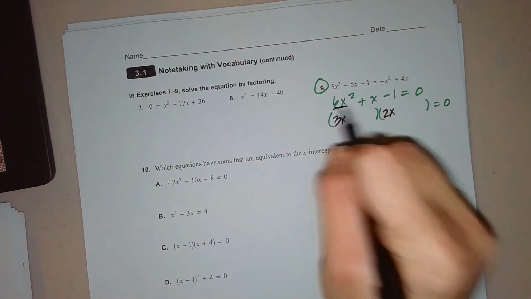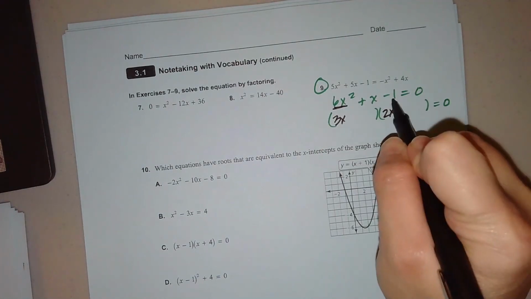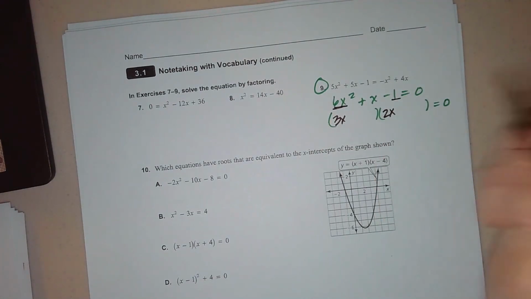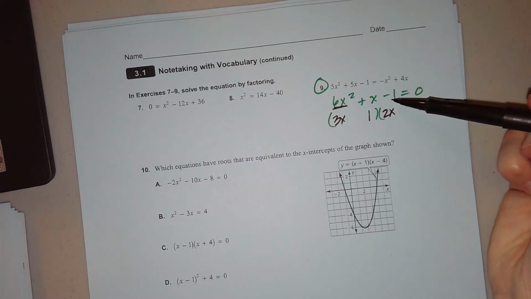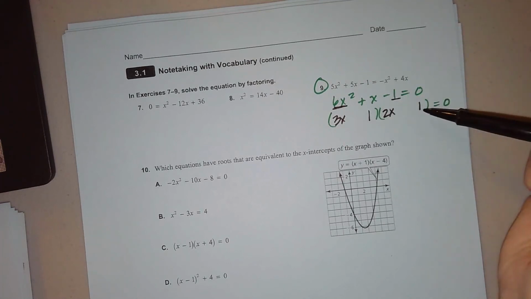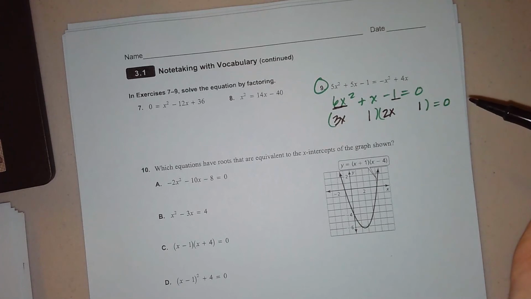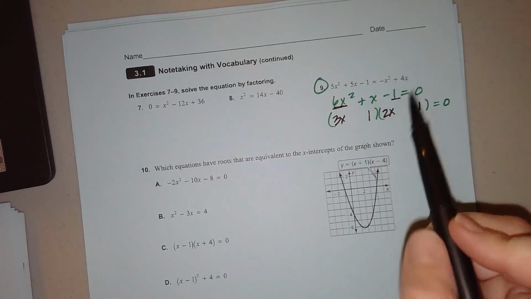So you figure out what multiplies together to give me 6x squared. Then you look and see what multiplies together to give me 1. Well, the nice thing here is there's only one option, right? 1 and 1. The only thing you have to figure out now is signs. In order for me to get -1, these have to multiply together to give me -1, but add to +1. So how I check this is the check part.